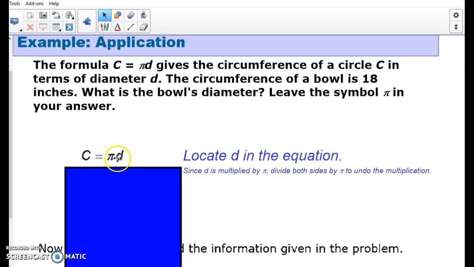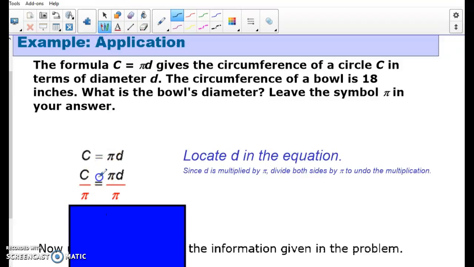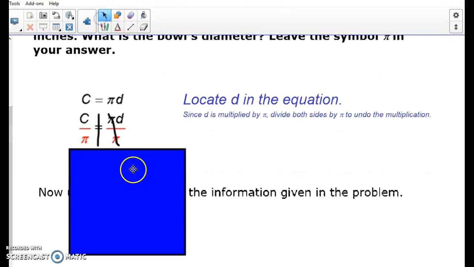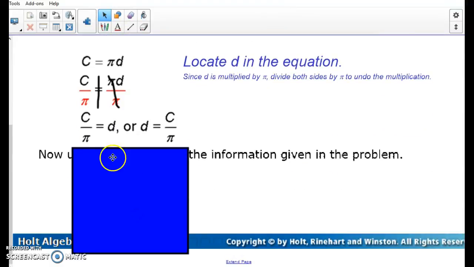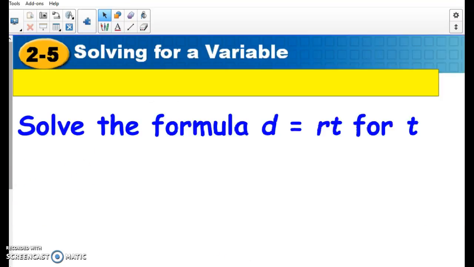It says pi times diameter, so we're going to divide both sides by pi. The pi's are going to cancel out on the right side of the equal sign. Same thing, I would draw that line down the middle. Divide by pi on the right side, and divide by pi on the left side. Your answer will look kind of weird because we're not getting a number answer. It's just going to be the diameter equals circumference divided by pi. Now I know the circumference is 18 and pi is 3.14, so I can figure out what the diameter is.